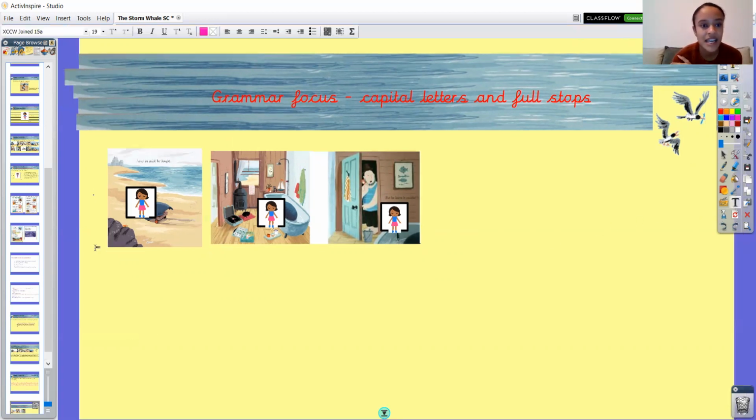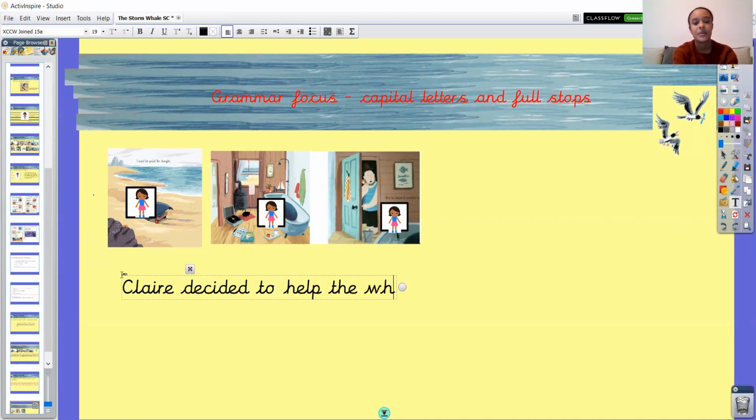So I'm going to get ready. I'm not going to write in pink, I'm going to write in black. Okay. Big capital letter for my name and the beginning of my sentence. Claire decided to help the whale. Full stop. That's the end of my sentence. Claire decided to help the whale. Yep, I'm happy with that.